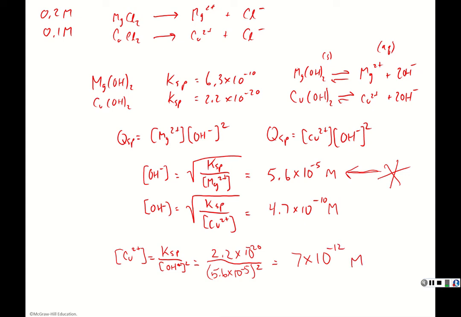Right, so that's how much copper would be left. So we're going from the start was 0.1 molar. And by adding that OH minus, we're going to drop it to 7 times 10 to the minus 12 molar. So essentially, that's 7 picomolar. So essentially that's no copper there anymore, and we haven't really lost any magnesium, okay?